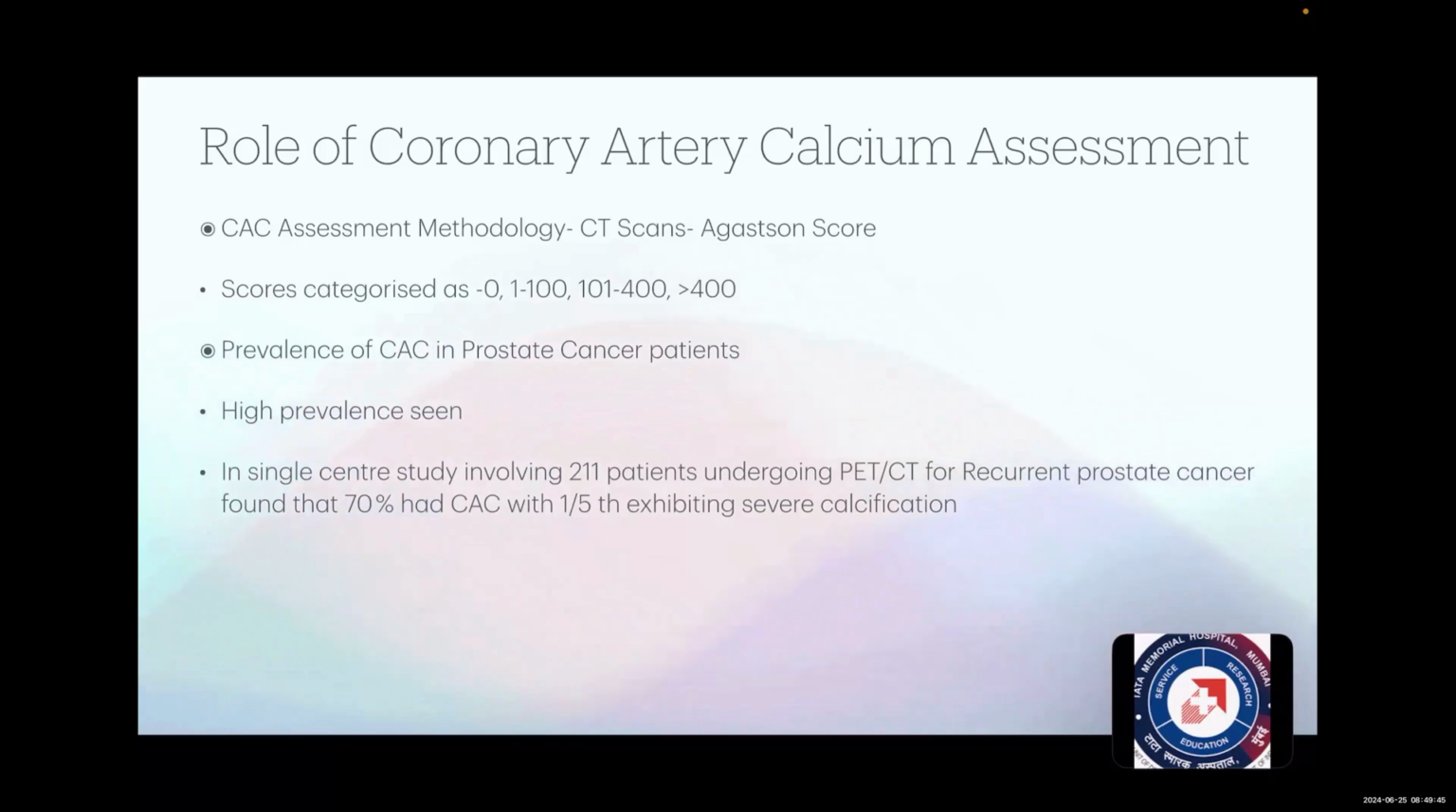The prevalence of coronary artery calcium in prostate cancer patients. Studies indicate a high prevalence of CAC in men with prostate cancer. For instance, a single center study involving 211 patients undergoing PET or CT scan for recurrent prostate cancer found that 71% had CAC, with one-fifth exhibiting severe calcification. This underscores the need for routine CAC assessment to identify high-risk individuals.